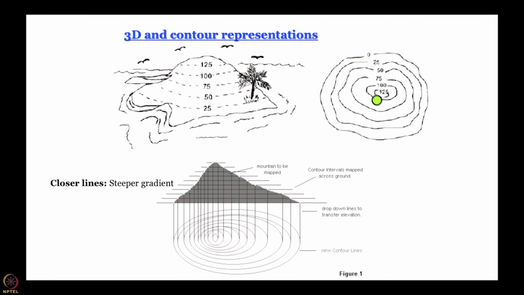So 0, 25, 50, 75 and so on and so forth. But then if the horizontal separation is more between two successive contour lines, of course they will be far apart from each other. If the horizontal separation is not much, like here, they will be close to each other. This is how one reads contour maps.